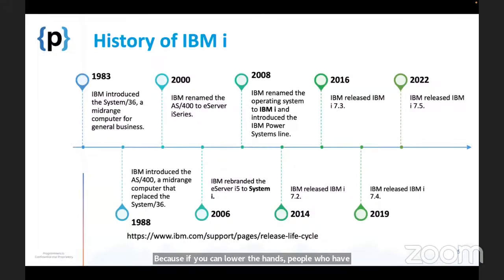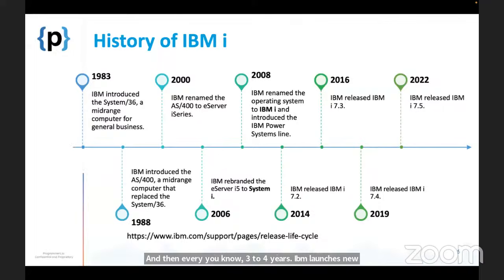Then in 2000, it was renamed iSeries. In 2006, System i. In 2008, the name IBMi was given, and it was launched on Power machines. Since then, IBM has continued introducing new versions of Power machines. The latest one is Power10, which is quite powerful. It supports AI also. And then every 3 to 4 years, IBM launches a new release.